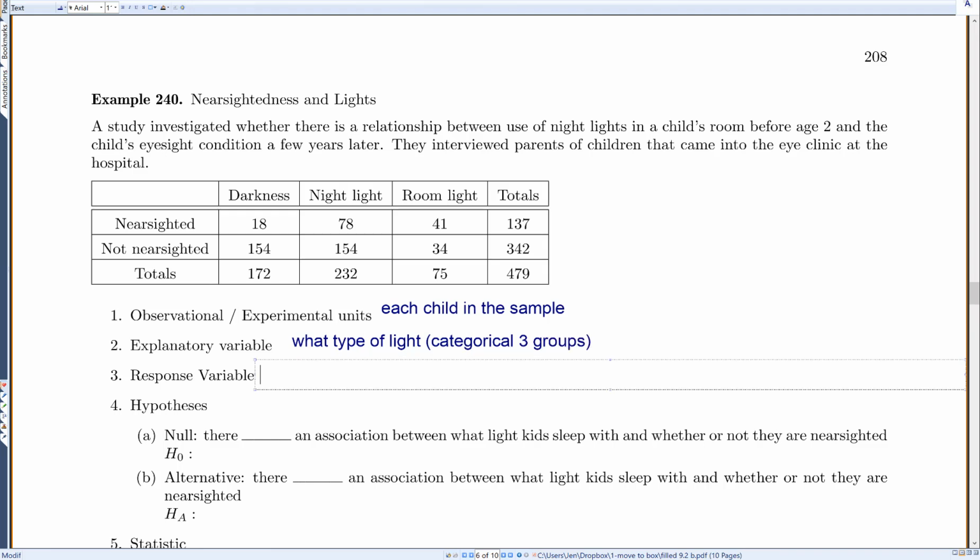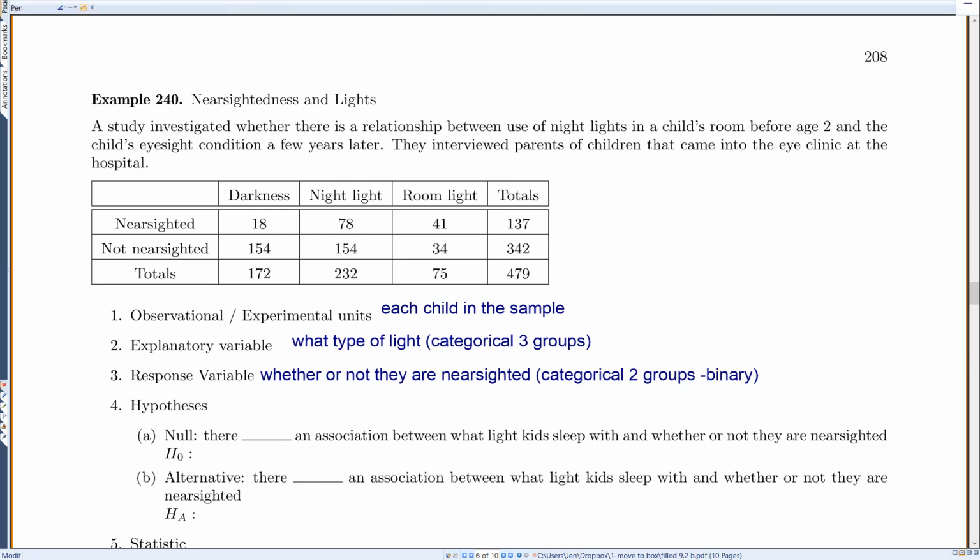Okay. The response variable is whether or not they are nearsighted. And it is categorical with only 2 groups, so binary. Now, your hypotheses, the null hypothesis is always going to be that there is not an association between what light the kids sleep with and whether or not they're nearsighted. Okay. Whereas the alternative is always going to be that there is an association.